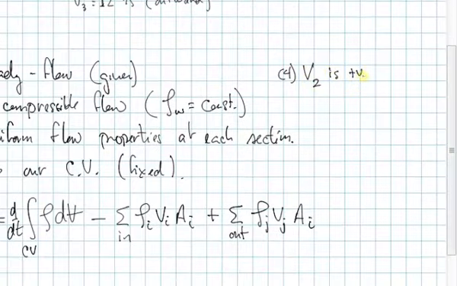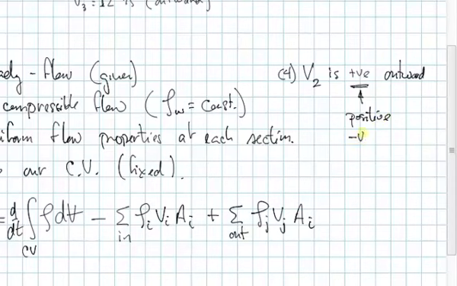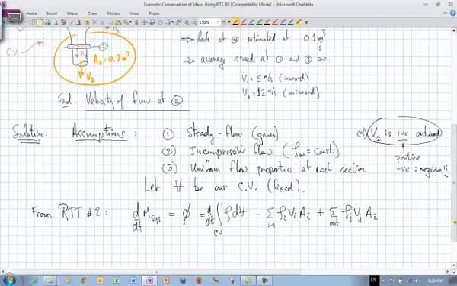is positive outward. Here's a good time to introduce my notation for positive, which I'm going to be using throughout the course. That means positive, and you've guessed it, this means negative. So here I'm assuming that V2 is positive outward, so that means it's going to count in my summation for outlets.